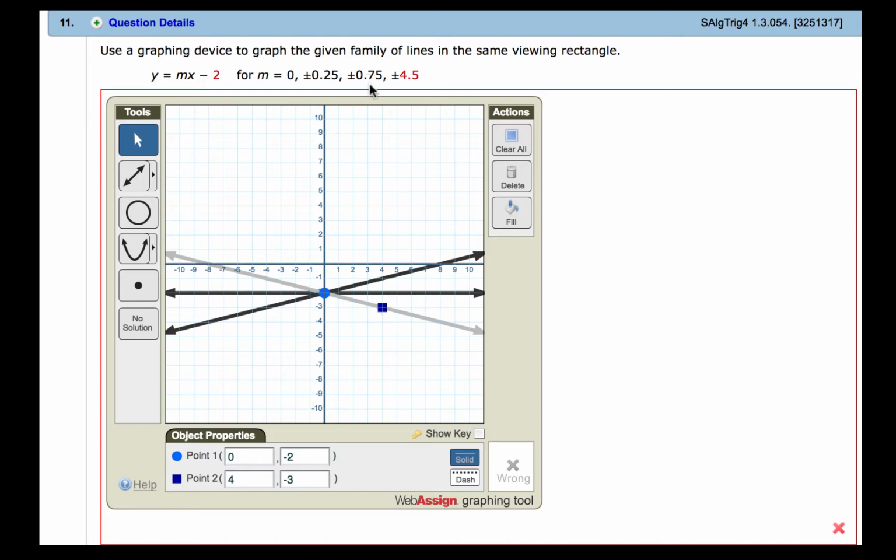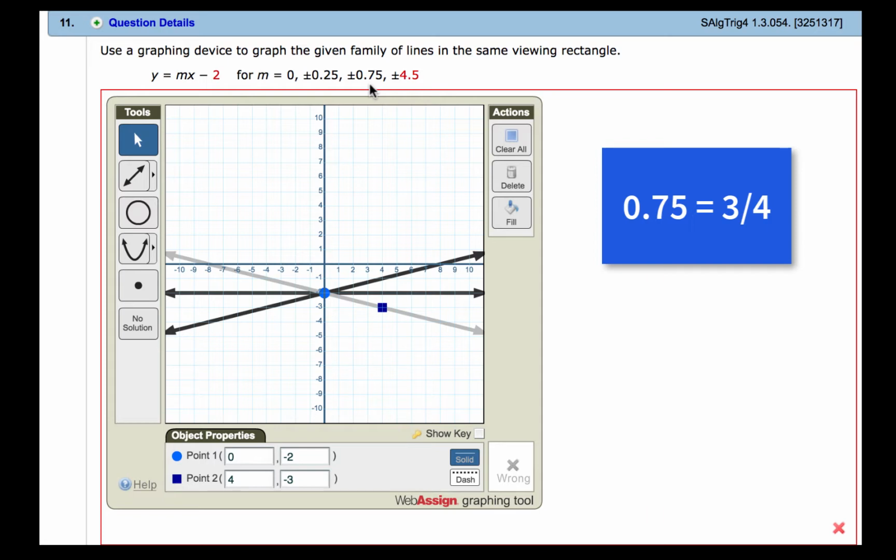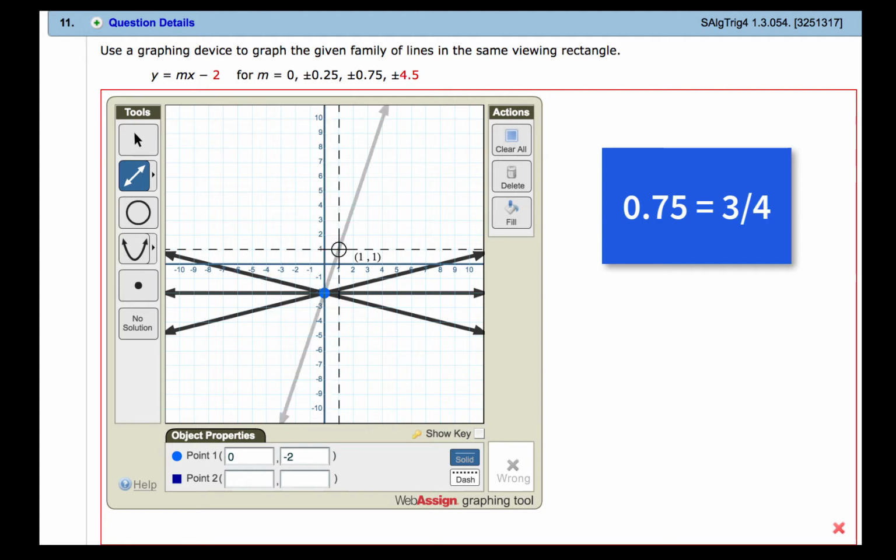Next, we'll graph the line y equals 0.75x minus 2. 0.75 can also be expressed as 3/4. So again, we'll select the line tool, put a dot at negative 2 on the y-axis, and this time we'll count up 3 and to the right 4 for our slope of 0.75, or in other words, 3/4.